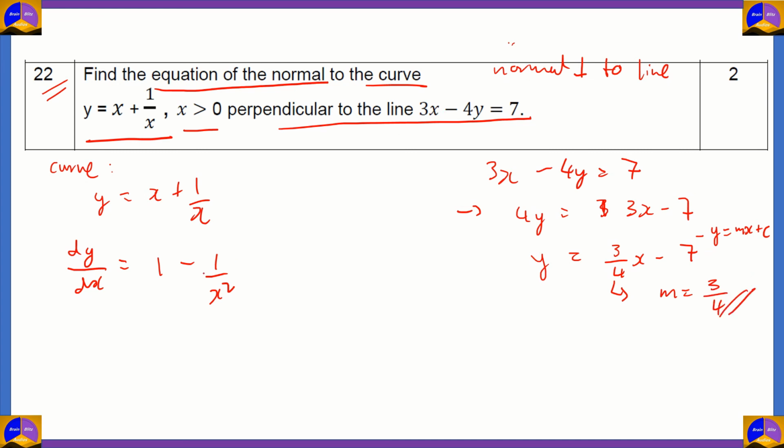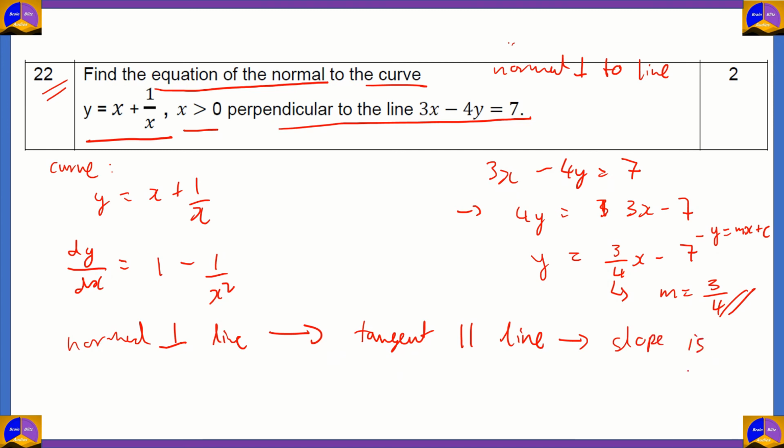Now in the question, the normal is perpendicular to the line. That means the tangent of the curve is parallel to the line. Since the normal is perpendicular to the tangent as well, that means the tangent has to be parallel to the line given. And when the tangent is parallel to the line, that means the slope is equal. So when the slope is equal, you have 1 minus 1 by x squared equals 3 by 4.